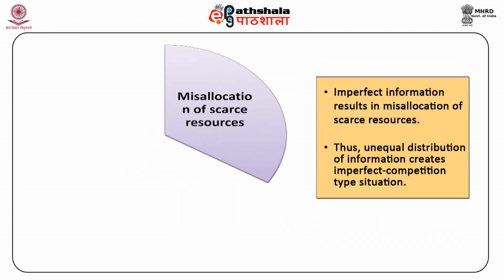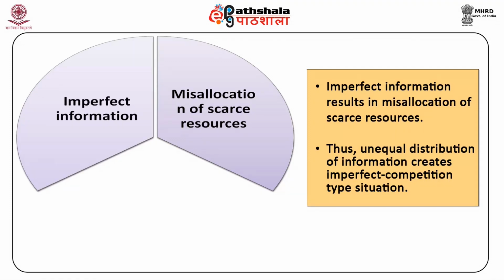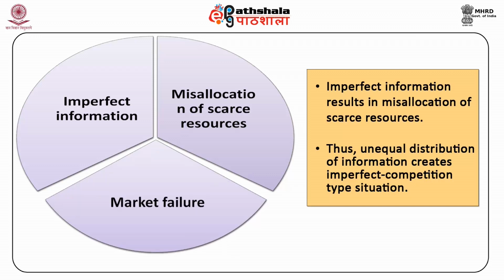This results in misallocation of scarce resources, with buyers paying too much or too little, and firms producing too much or too little. Imperfect information is common and appears to exist in numerous market exchanges. Thus, unequal distribution of information among buyers and sellers can create some imperfect competition type situation, thus resulting in market failure, which is a situation where the allocation of goods and services is not efficient.